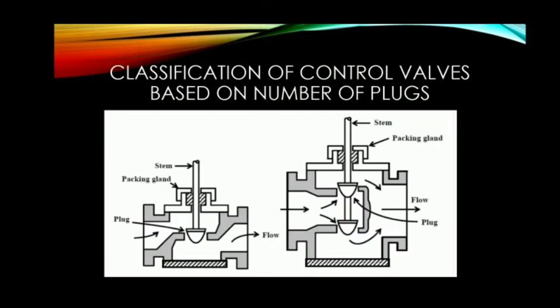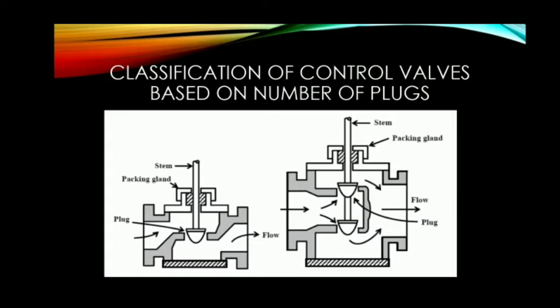Classification of control valves based on number of plugs. Control valves can also be characterized in terms of the number of plugs present, as single-seated valve and double-seated valve. The difference in construction between a single-seated and double-seated valve is illustrated in the figure here. Only one plug is present in the control valve, so it is a single-seated valve.